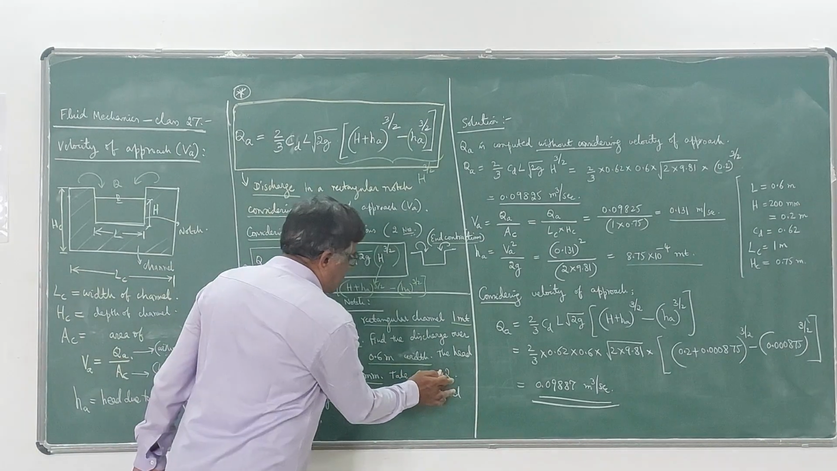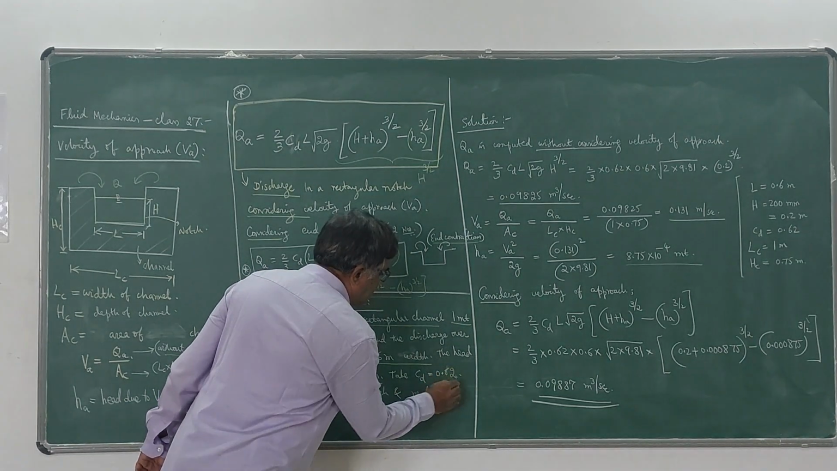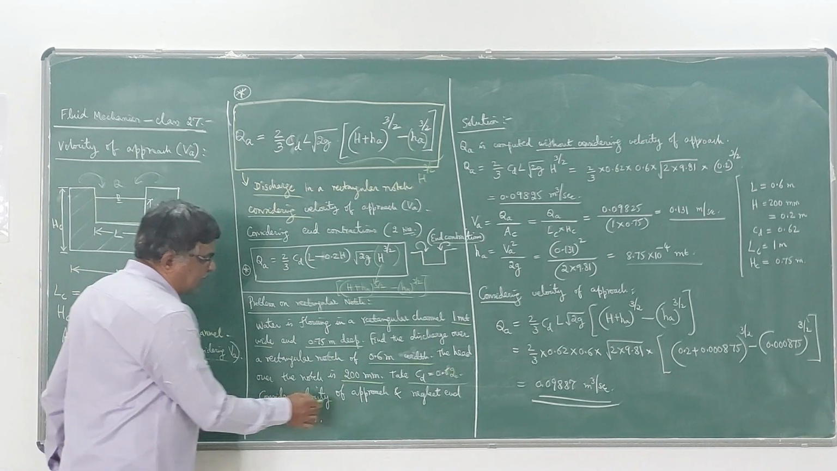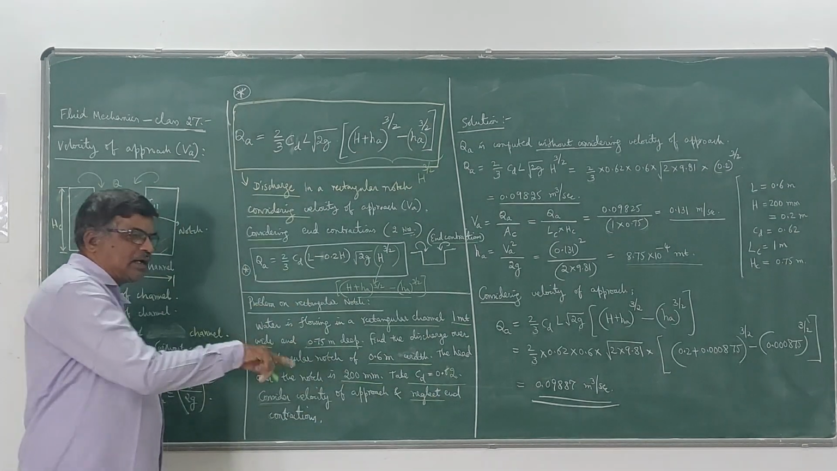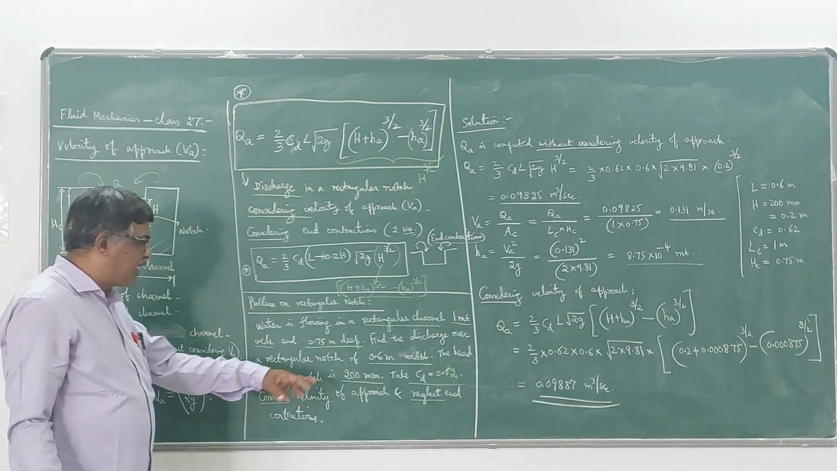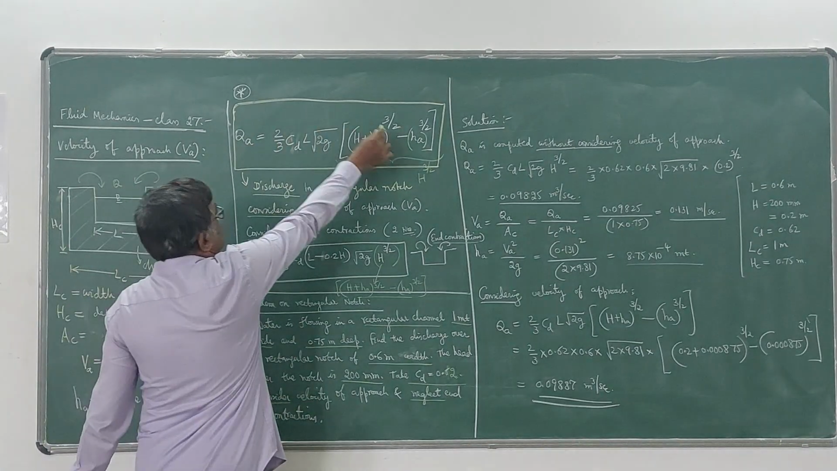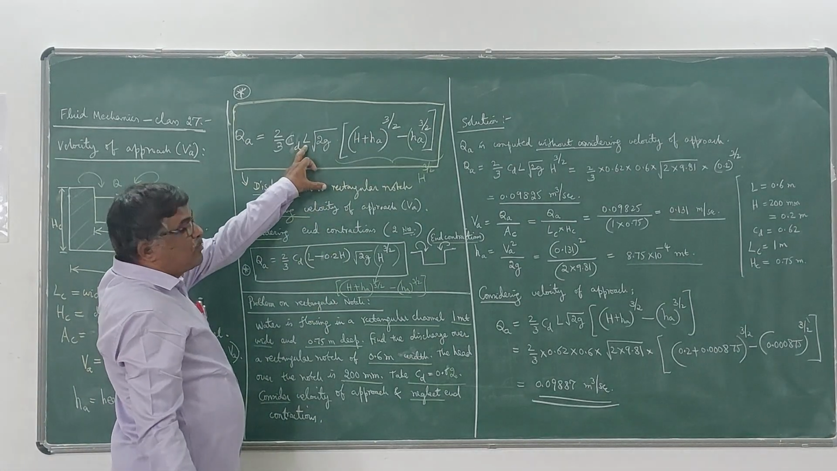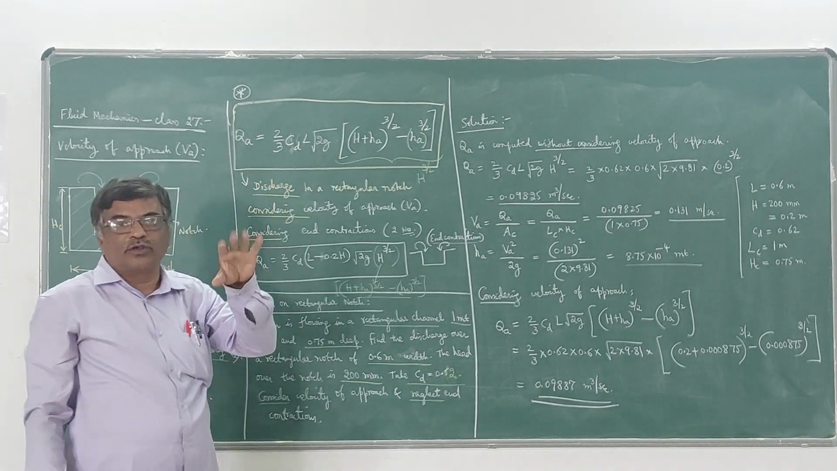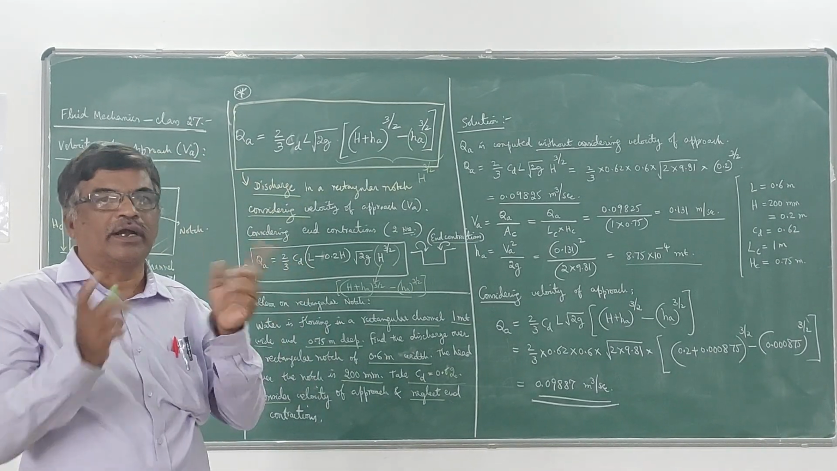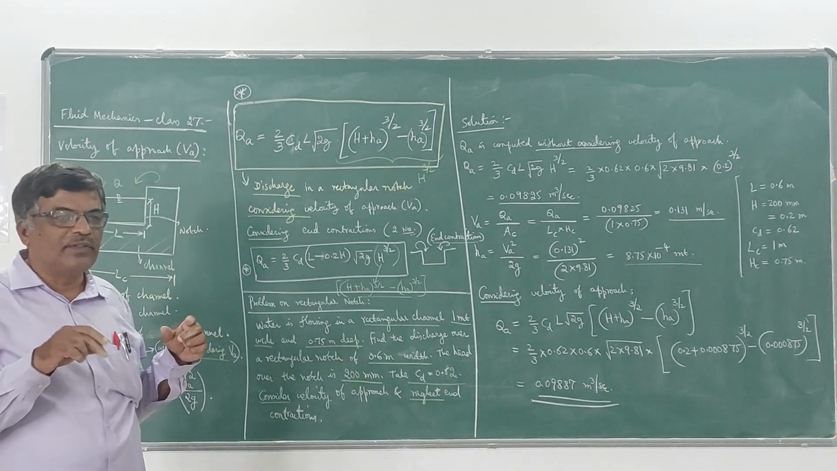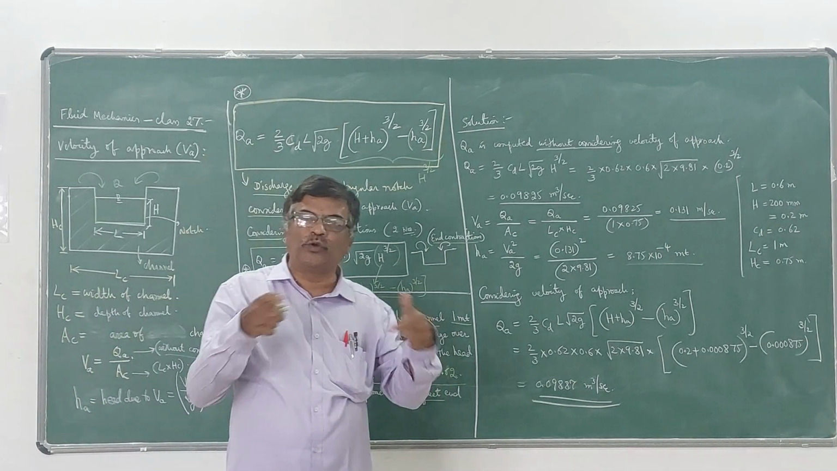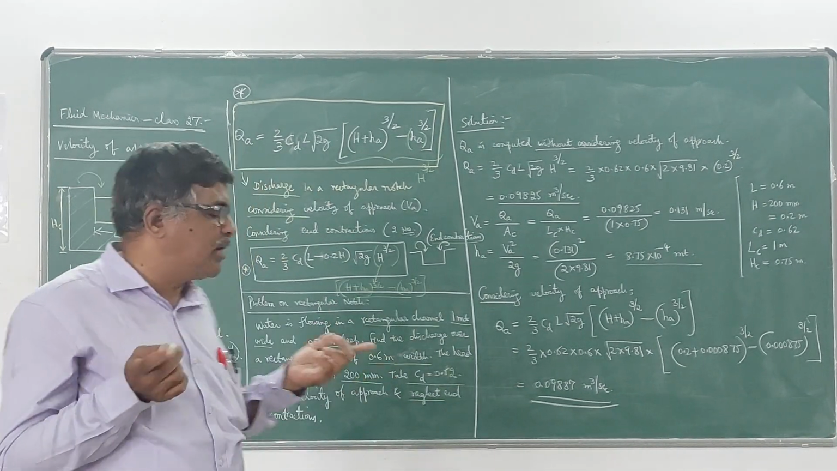Take CD equal to 0.62. So the CD value he has given is 0.62. Consider velocity of approach and neglect end contraction. So we have to consider the velocity of approach, but neglect end contraction, which means this formula we have to use. Here I have not considered end contraction. If I consider end contraction, L becomes L minus 0.2h. That 0.2 is for the two end contractions. If there are three end contractions, then it will be 0.3h. Since in a rectangular notch we have only two end contractions, you have to take L minus 0.2h.